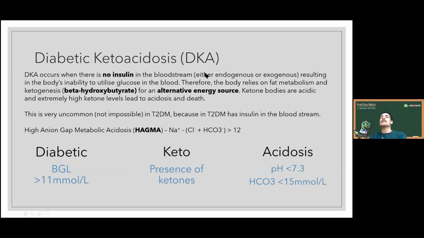And diabetic ketoacidosis in the name tells you what you need to investigate for. So diabetic, got high blood glucose levels, presence of ketones, and acidosis, so low pH and low bicarb.